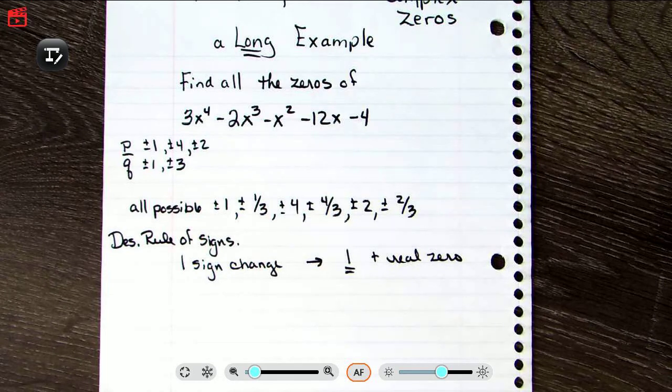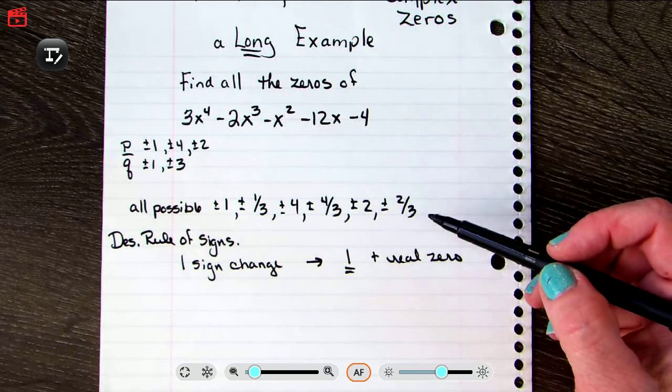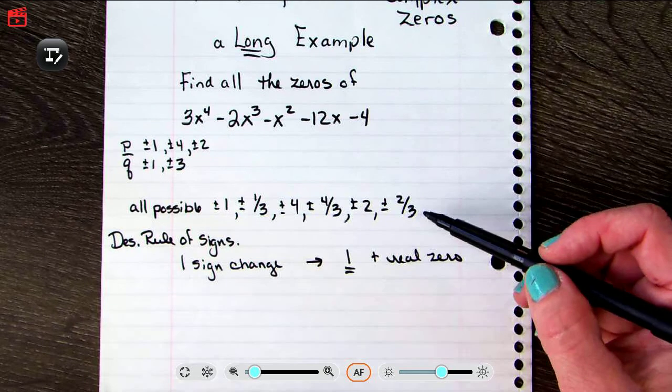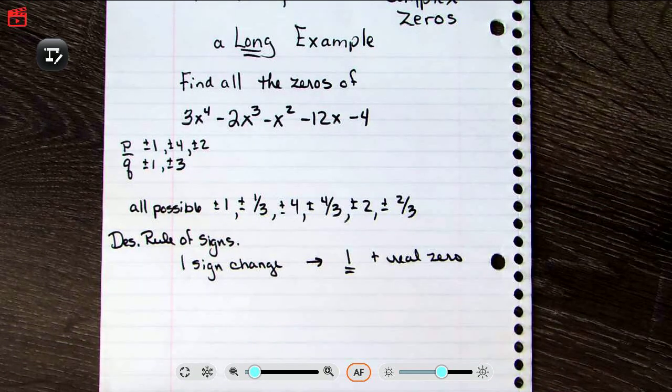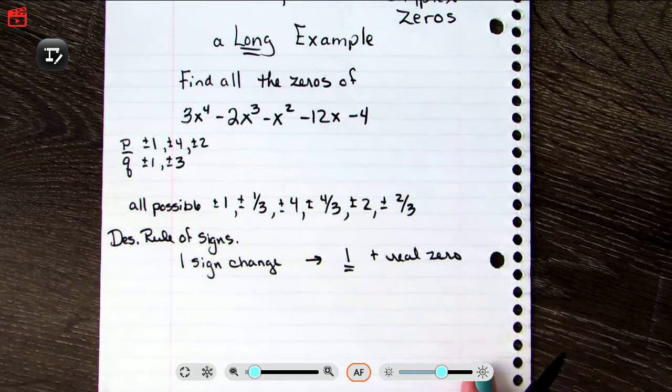It does not say it's going to be a rational one. It could be like the square root of 2, but these are going to work for us, so it is going to be one of our rationals. But in the real world, we aren't guaranteed a rational zero. We will be guaranteed a real zero. So it could be an ugly square root of 2.